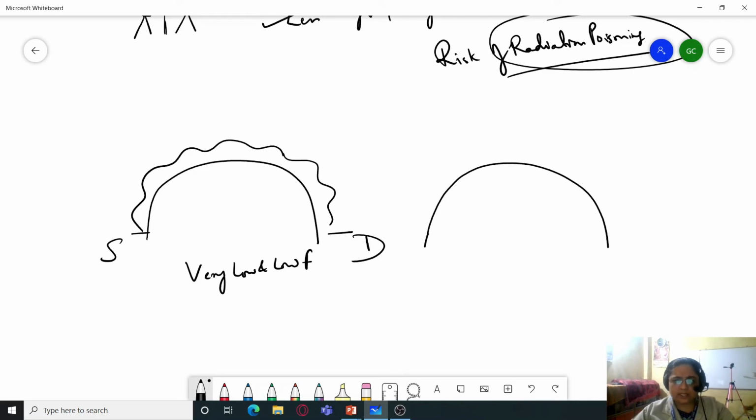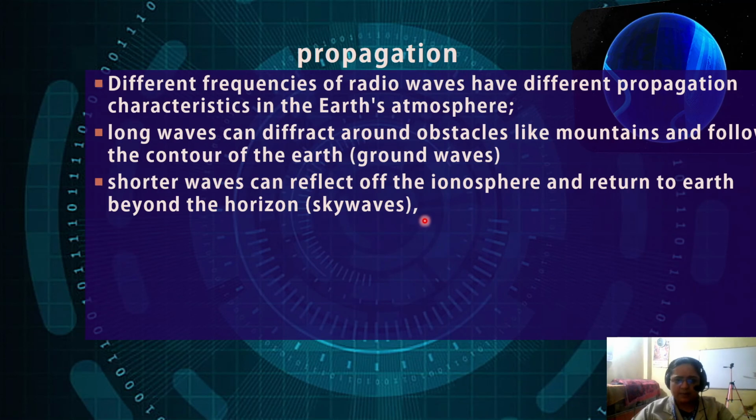So in those cases, what will happen? We can have antennas which can send the waves to the sky, that is, to the ionosphere, which is one layer of the atmosphere that contains charged particles, and from there it could be reflected back to the other ground station. So it can travel a slightly shorter distance from source to destination, because it needs to be first propagated into the ionosphere. From there it will be reflected back. So this is sky propagation.